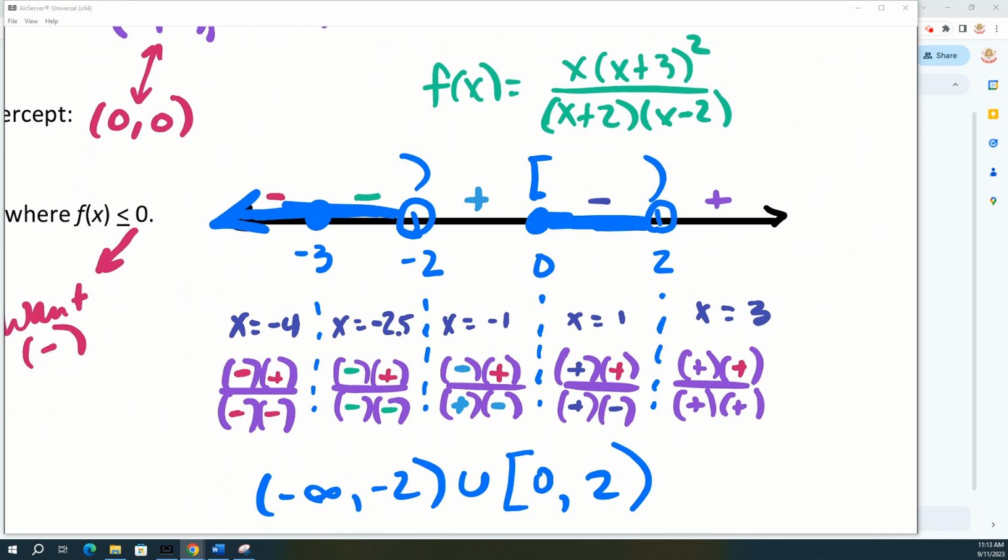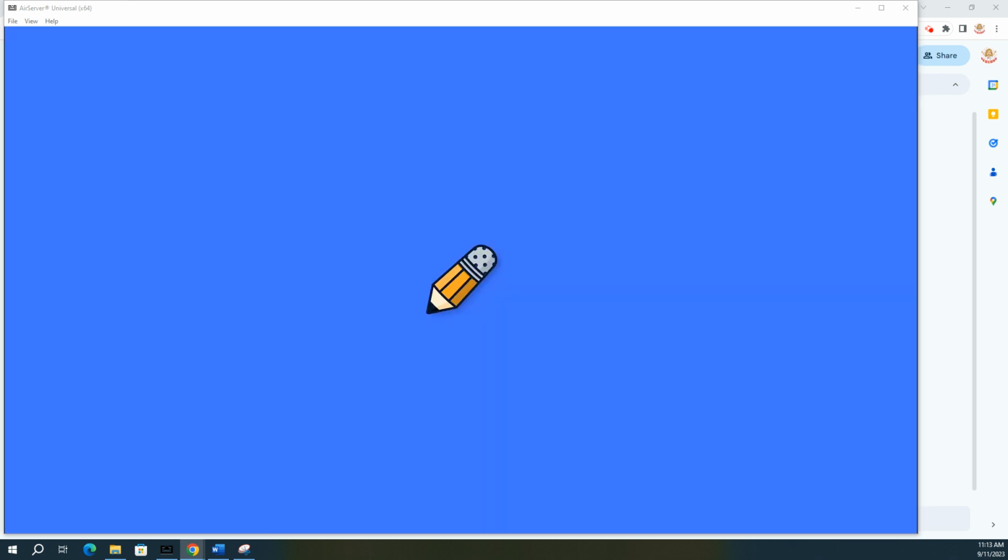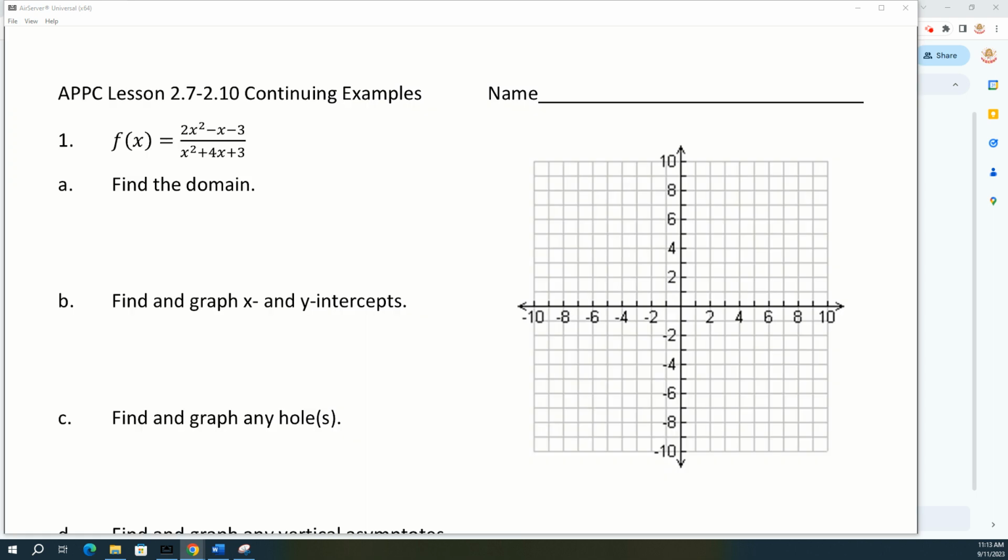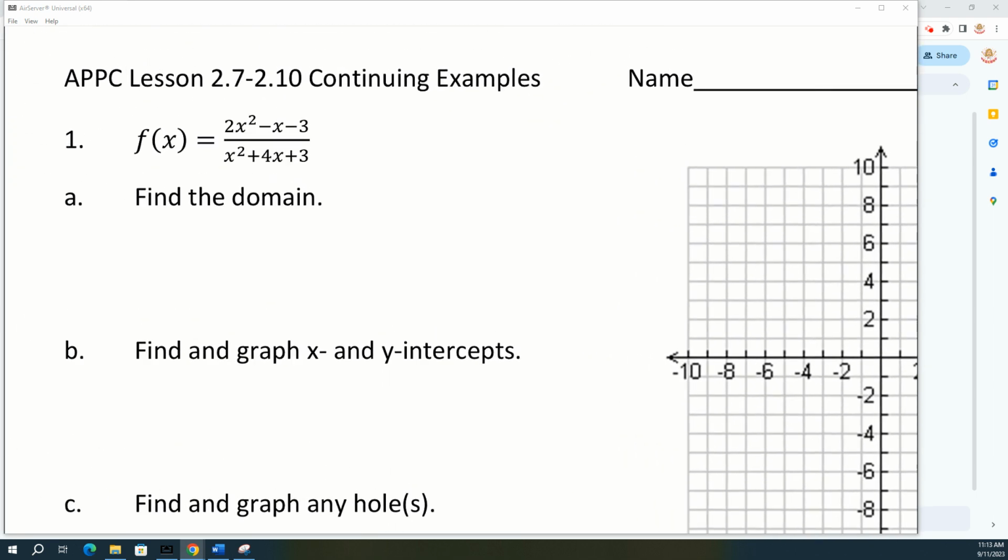Okay, on that sheet that says continuing examples, we're only going to do A and B part. It's not going to take very long to do it, which is good because we don't have very much time. And what's going to take the longest is going to be the factoring parts.